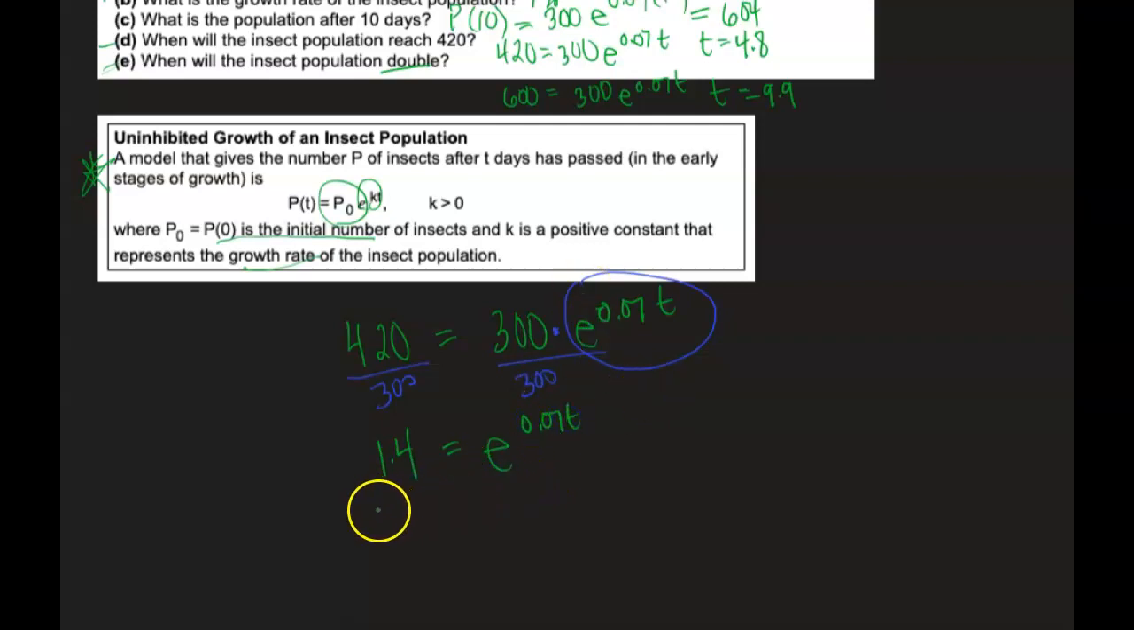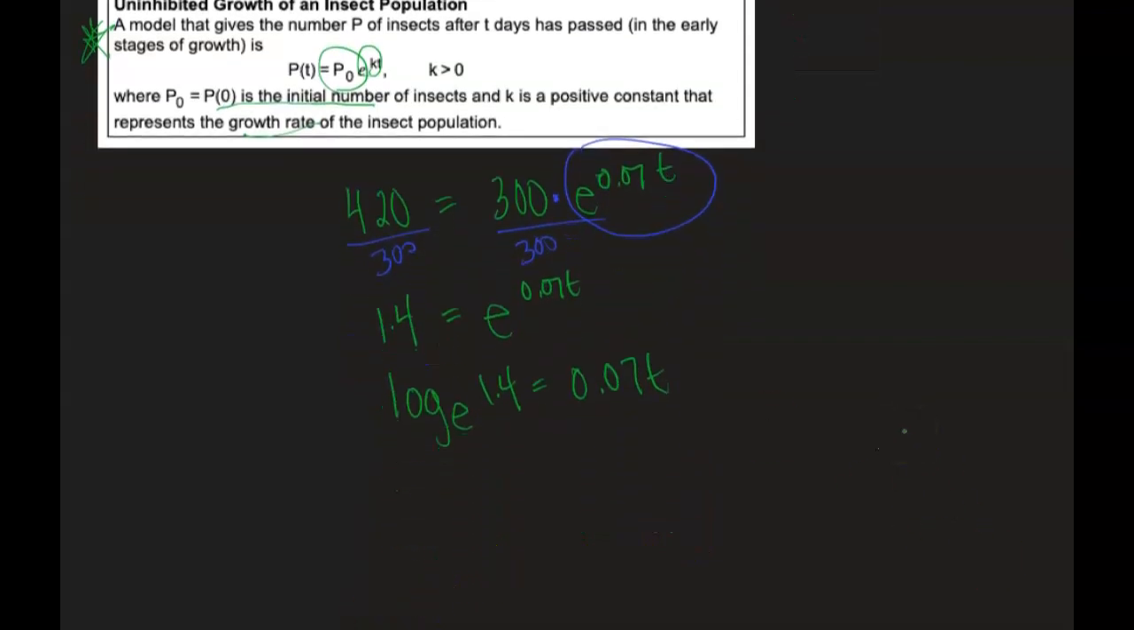Then the next step is to rewrite this in its logarithmic form. In general, the logarithmic form is log, with the base of some number, equals the exponent. So in this case, that works out as log base e of 1.4 equals the exponent, which from that expression is 0.07 T. Well, log base e can further be rewritten as the natural log of 1.4.